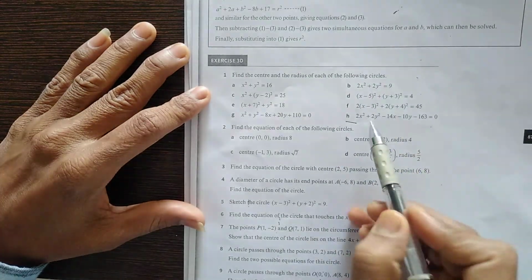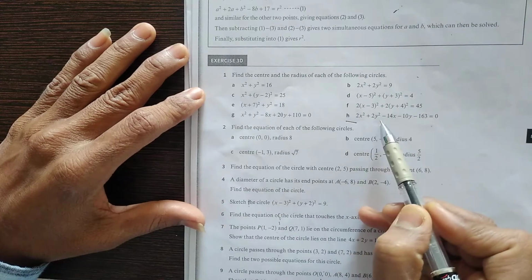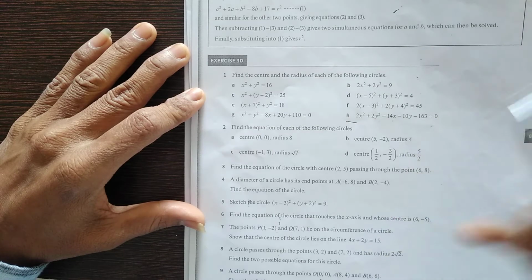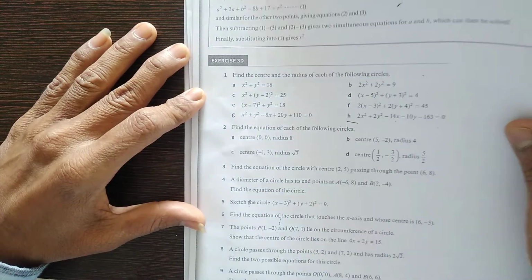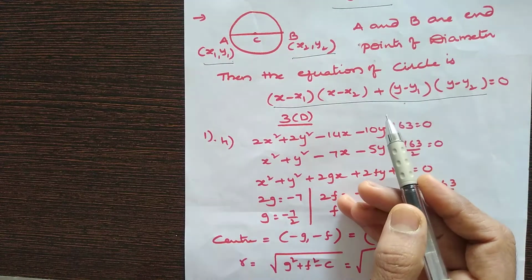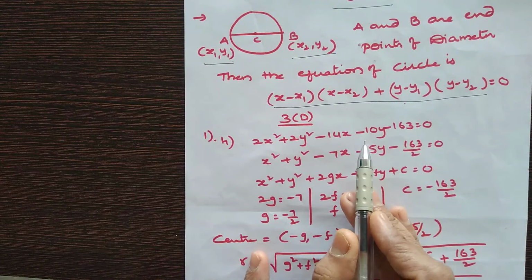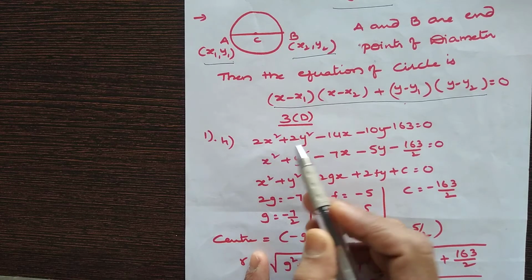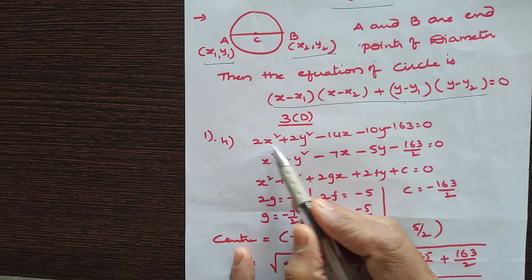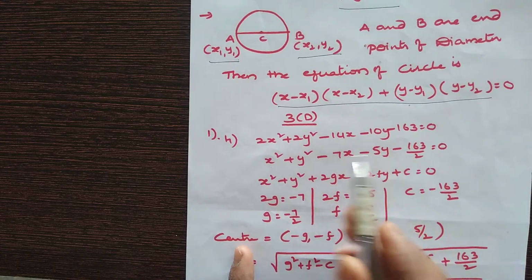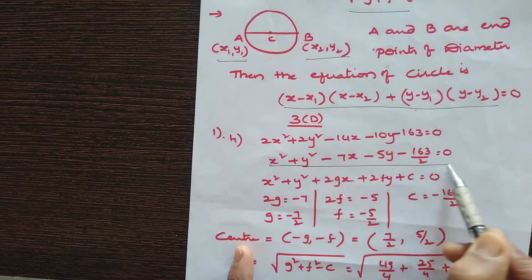Now what is h? The question over here: 2x square plus 2y square minus 14x minus 10y minus 163 is equal to 0. So now see here, just now I have explained that if the x square and y square coefficients are other than 1, you need to make the x square and y square coefficients 1. So you take 2 common. If I am taking 2 common, you will get this.